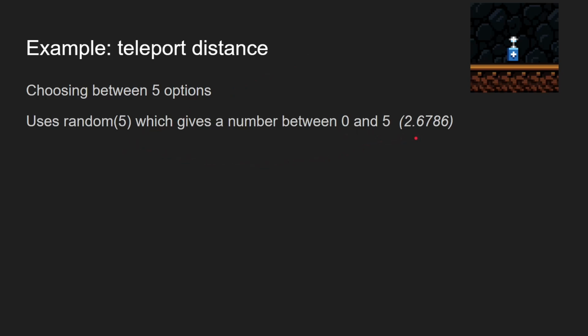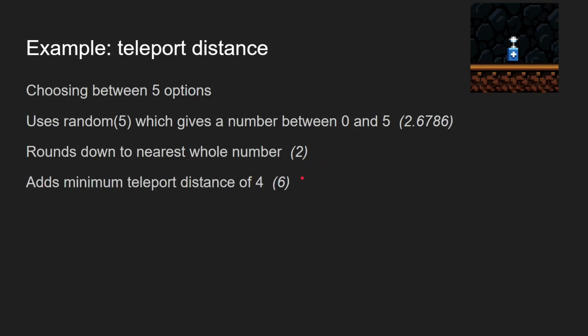So for example, that might be 2.6786. And then Spelunky will round that down to the nearest whole number, which in this case would be 2, and then add the minimum result, in this case 4, because you want to be teleported at least 4 blocks. So in this case, that'd be 6. So in this case, you'd teleport 6 blocks.